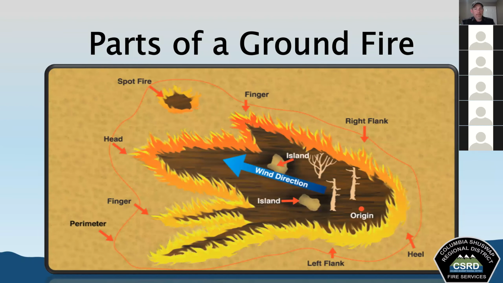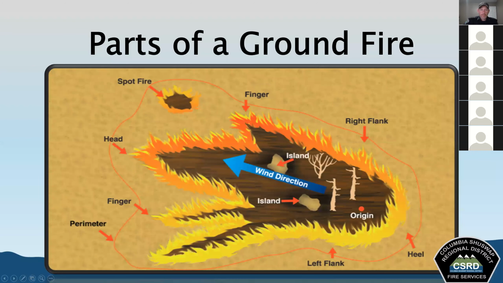The head is the part of the ground fire that spreads the most rapidly. It's usually found on the opposite side of the fire from where the origin is, and its direction is the same direction that the wind is blowing, basically. It's going to burn fairly intensely at the head and usually does the most damage.